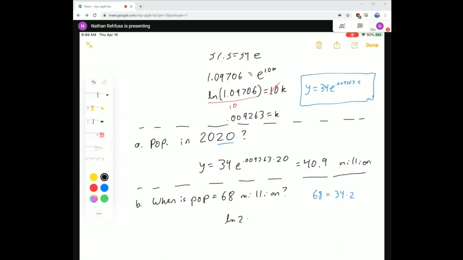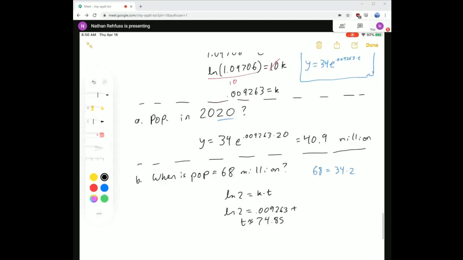Natural log of 2 equals k times t. And we know our k. Natural log of 2 equals 0.009263 times t. So if I divide both sides by that big decimal, I'm going to get t is about 74.85. So what that means is about 75 years after the experiment. So the population will have doubled in the year 2075 if nothing changes.